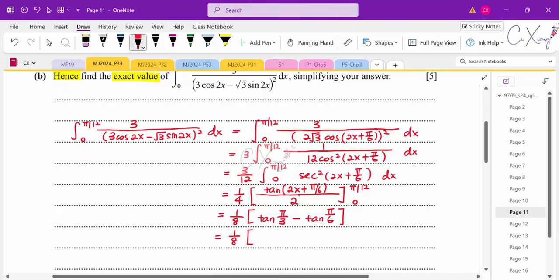Okay, so tangent pi over 3. For tangent pi over 3, you will get root 3. You must keep your answer in the exact form because they're asking for exact value. Okay, then the tangent pi over 6 will be root 3 over 3.